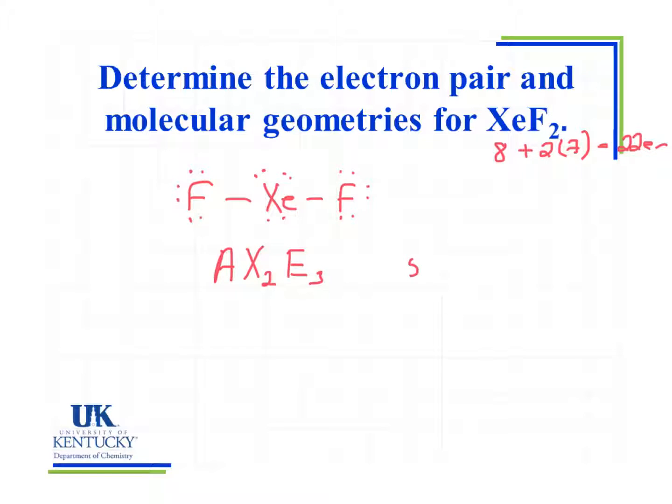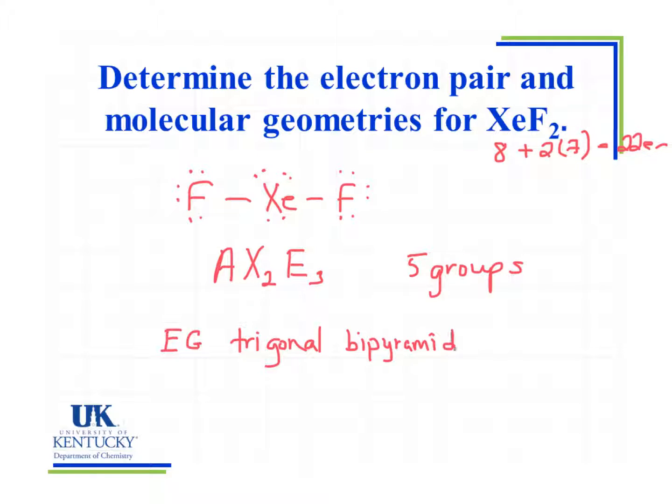So I see I have a total of 5 groups. And so if I have 5 groups, regardless of whether they're bonding or non-bonding, then I know my electron pair geometry will be trigonal bipyramid or trigonal bipyramidal. Then, based on the ratio between the bonding and non-bonding groups, I can see that I'll have a molecular geometry that is linear because I have 2 bonding groups and 3 non-bonding groups.